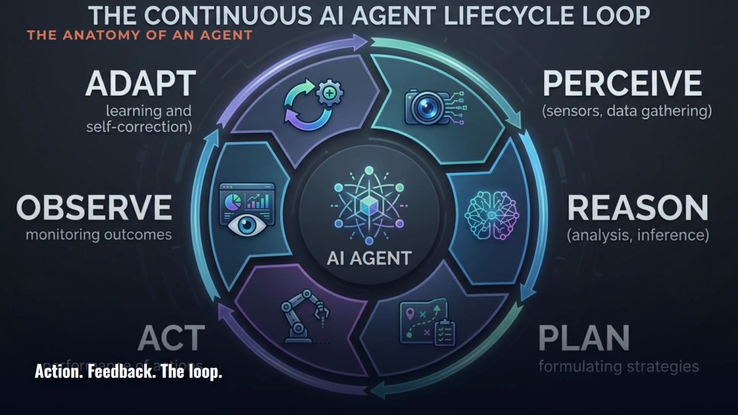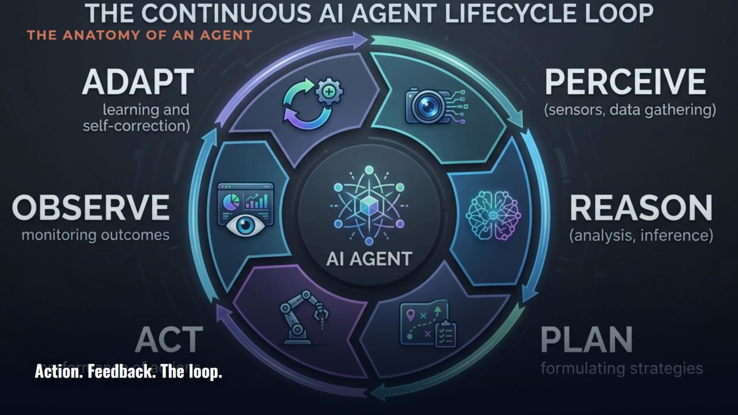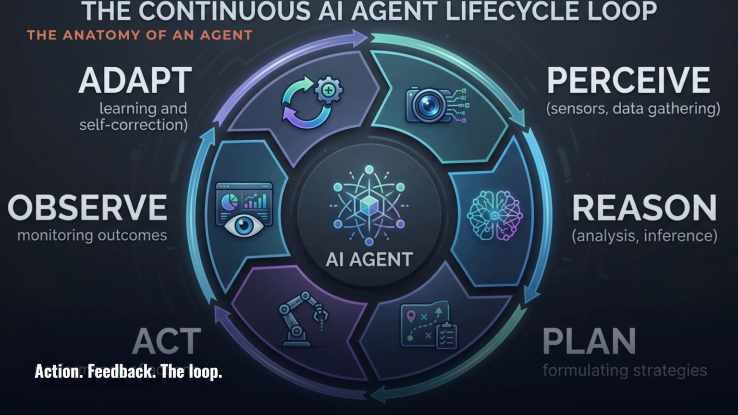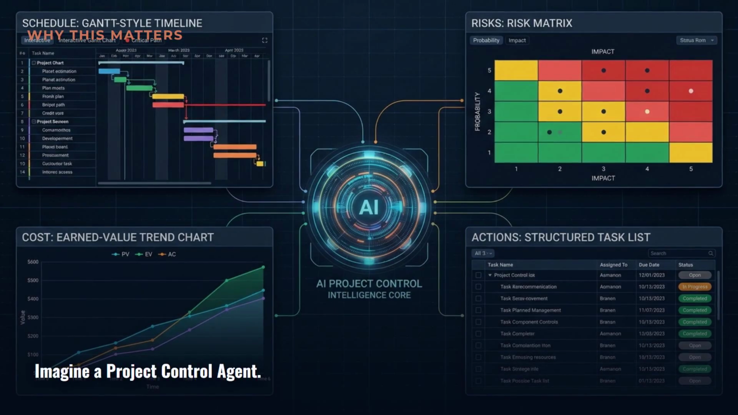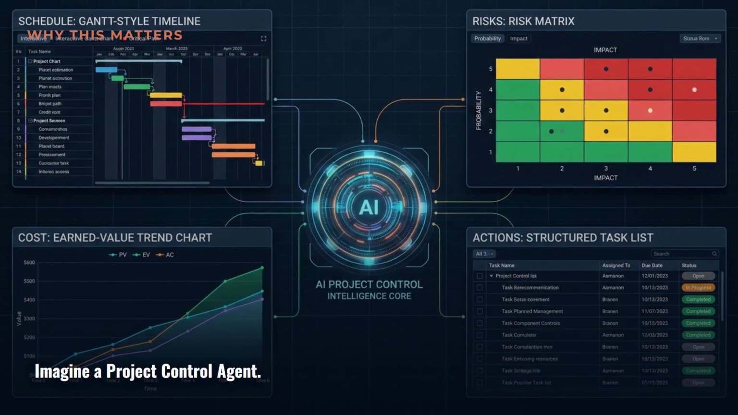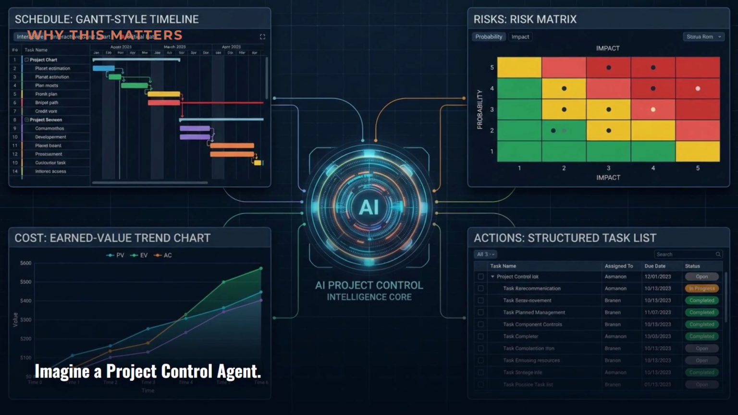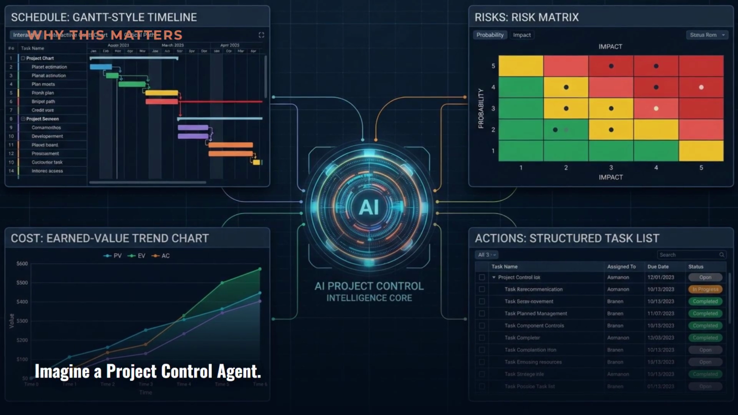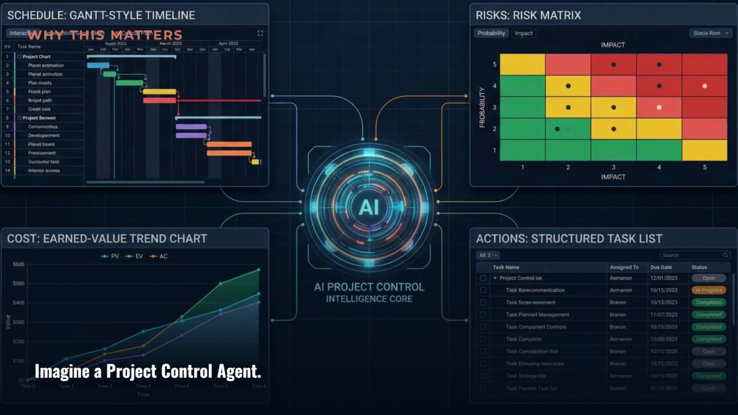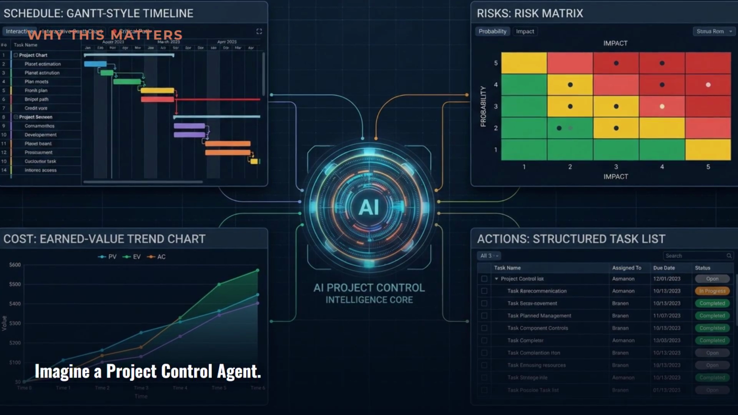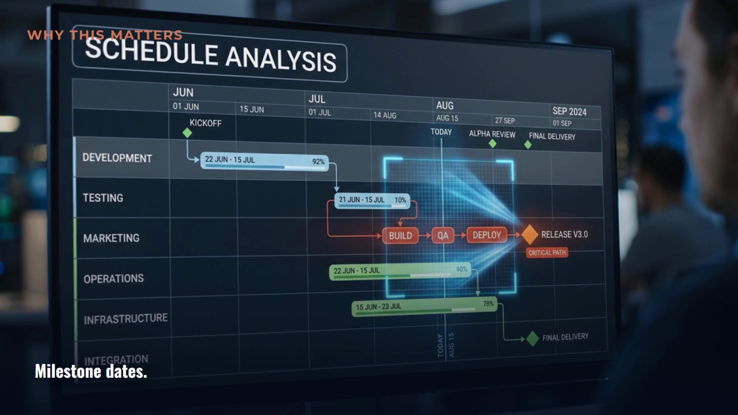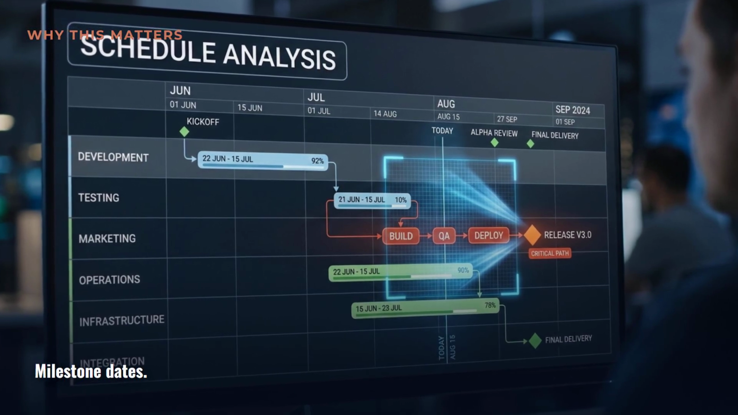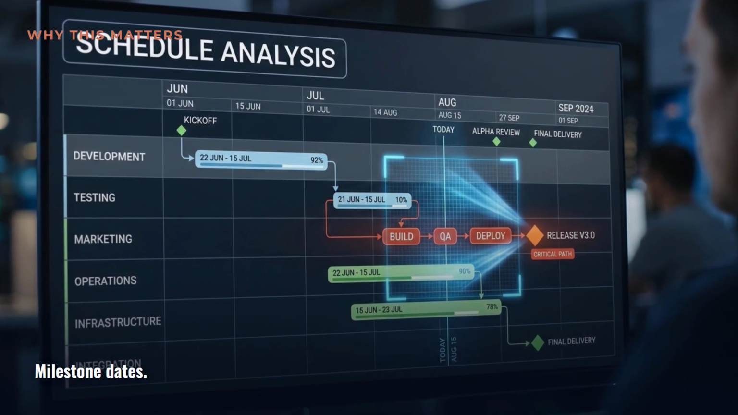Put those 6 together and you get a loop. Perceive, reason, plan, act, observe, adapt. That loop is the whole idea behind Agentic AI. Project managers spend enormous amounts of time coordinating information. Think about your typical week. You're chasing updates, reviewing schedules, preparing reports, updating risks, checking actions, writing minutes, following up decisions. None of that work disappears just because AI shows up, but the amount of manual coordination it takes to do it can change completely. Here's what that looks like in practice.